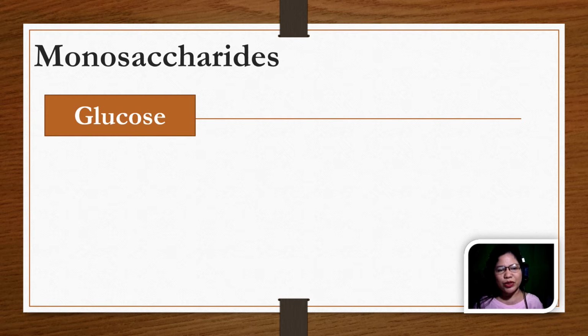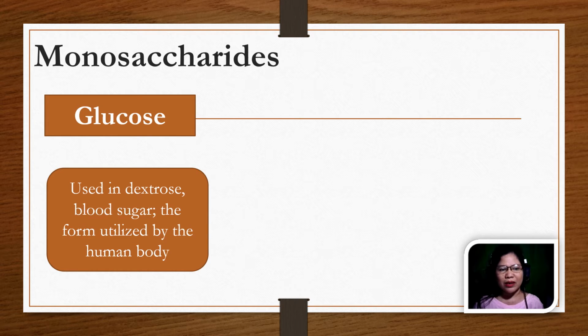When I say glucose, usually it is found in dextrose, blood sugar. That's why when you are hospitalized and you have no appetite or you are not able to eat, usually you have your dextrose. That is to give a supplement of sugar in your body, because your body utilizes the glucose that is found in the dextrose that is given to you when you are hospitalized.